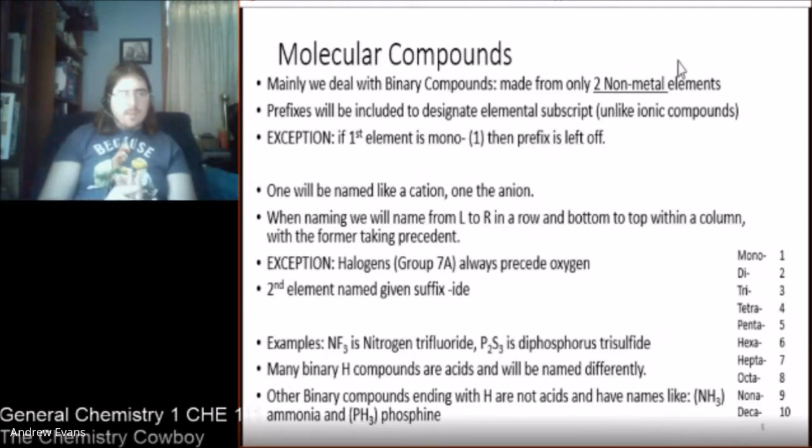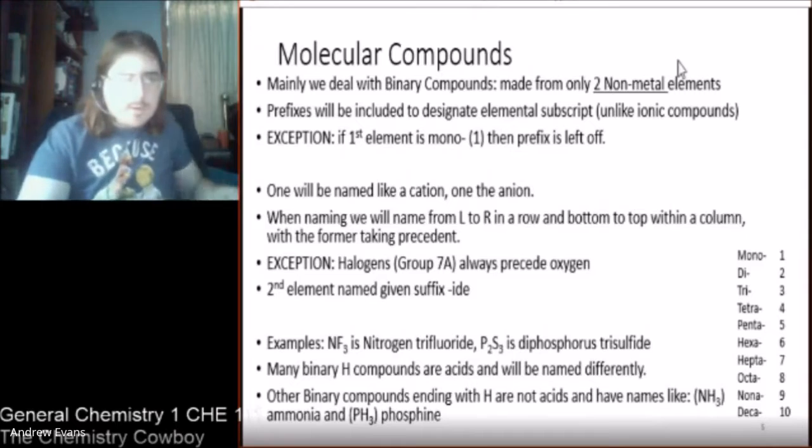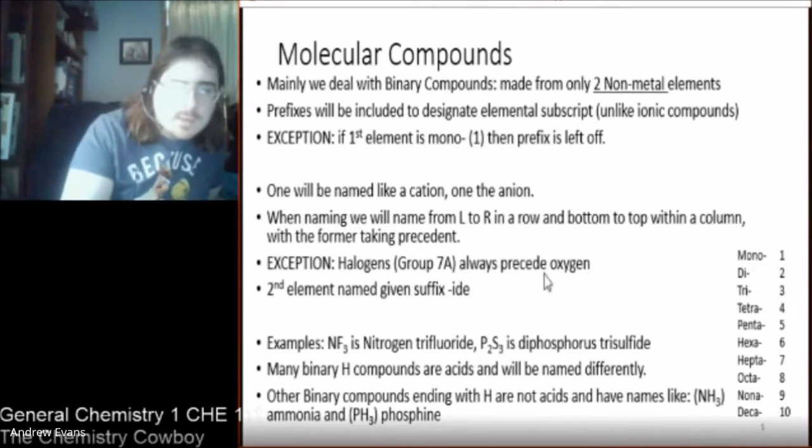So now there's an exception that halogens, which is the group to the right of oxygen, will precede oxygen for certain reasons. So if I had ClO2, we would call that chlorine dioxide, not dioxygen monochloride. So there's that major exception. But for the most part, we'll name left to right.